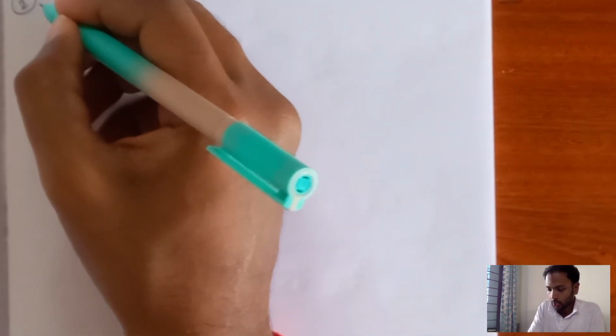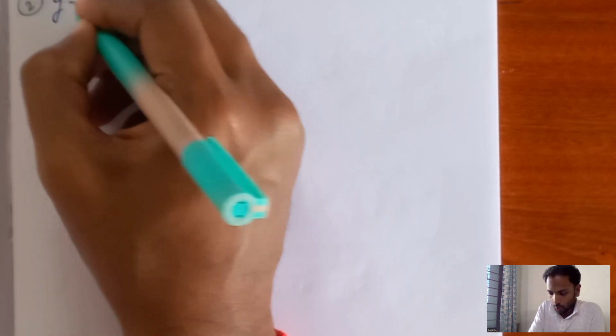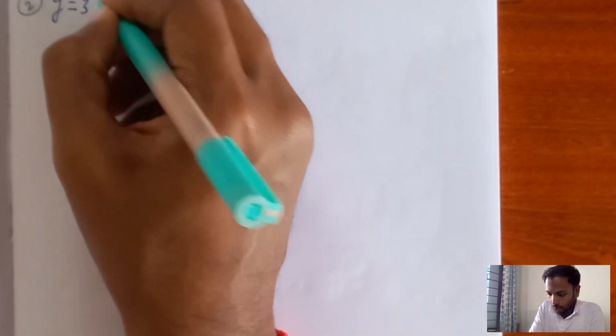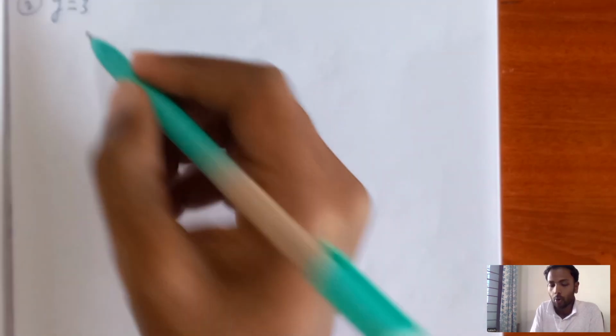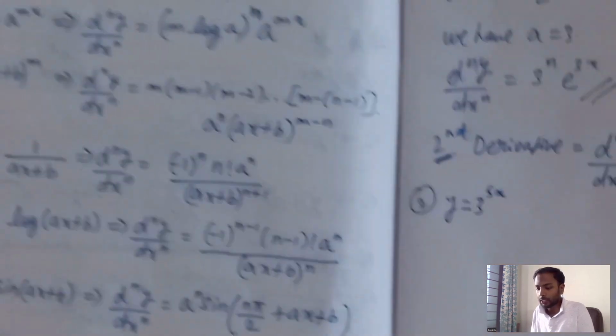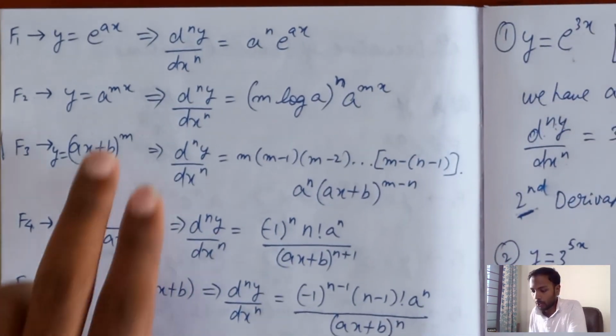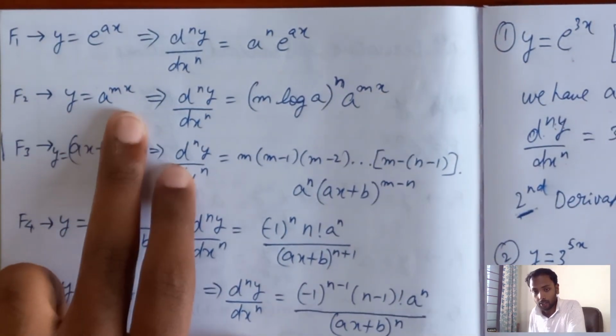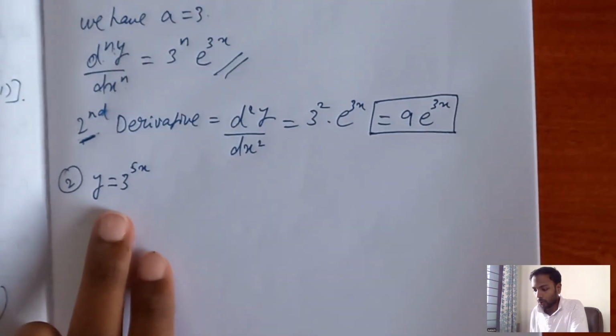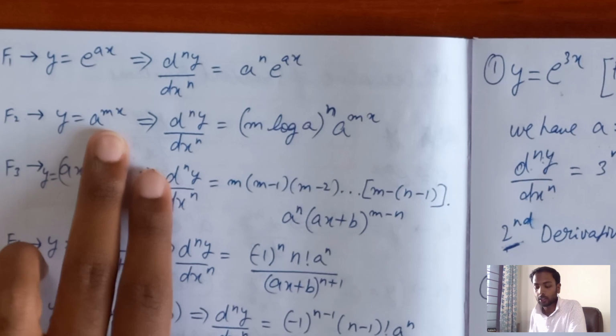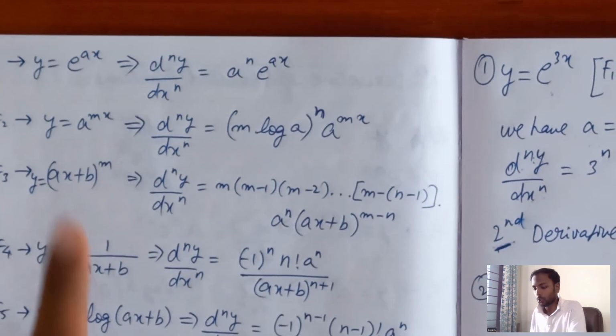So moving on to the next question. The next question is y is equal to 3 power 5x. Now tell me which formula to apply. Can I say it looks similar to y is equal to a power mx? Look here: y is equal to 3 power 5x and y is equal to a power mx. So this is how you select the formula. So it is formula number 2.